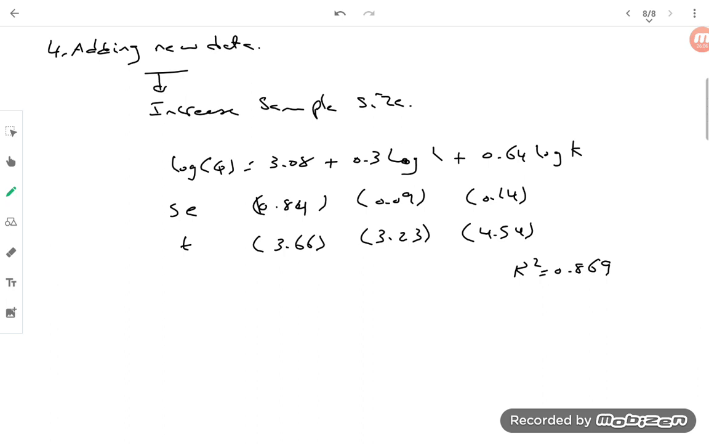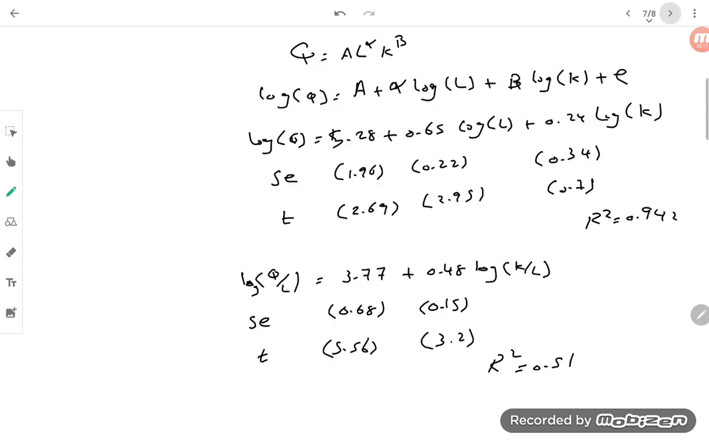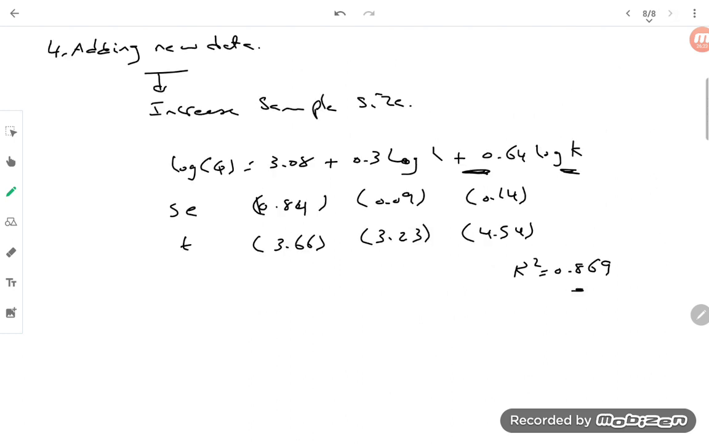We can find that K has a positive impact, which is consistent with the economic theory, and R squared is lower than the initial one, which had a problem of multicollinearity. So adding more observations solved the problem of multicollinearity.